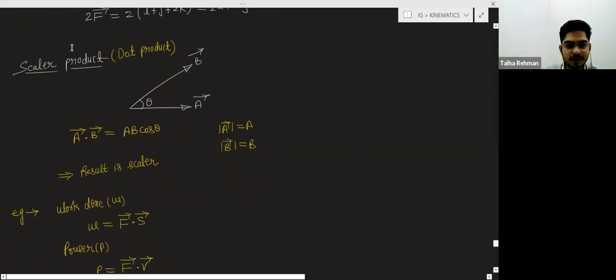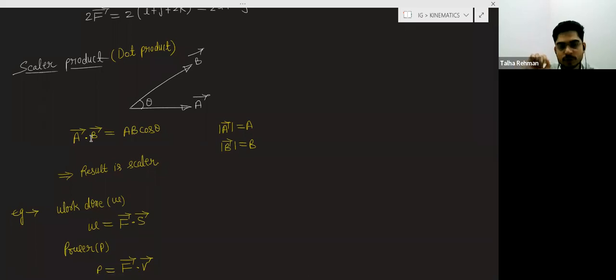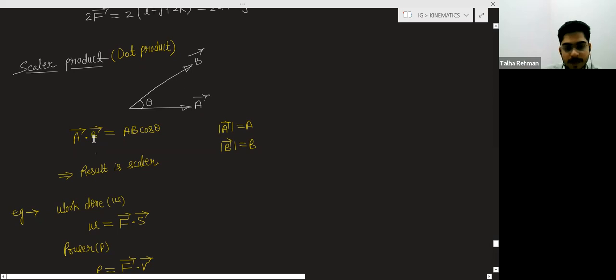Now here is another type of multiplication, scalar product or dot product. Suppose there are two vectors, a vector and b vector. We are multiplying two vectors, and this is known as the dot product of the vectors, or the scalar product. So what is a dot b? A dot b is the dot product of the two vectors, and when you open this dot product, you will get a b cos theta.